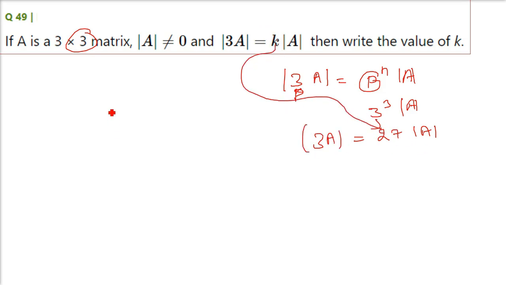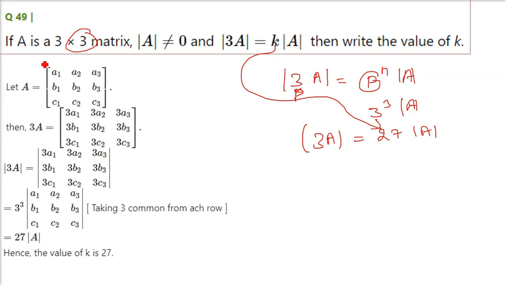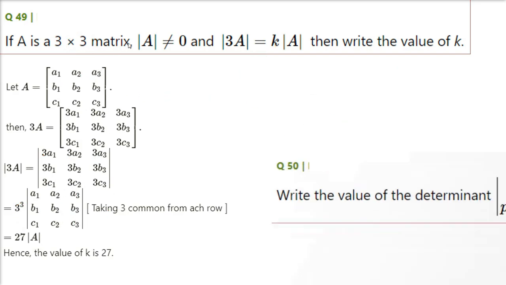Okay, so you can do it like this also. A, you can write it as a proper matrix with certain entries, and then you can do this because when you have 3A, 3 will be multiplied to every element. When you take it out, it will be 3 by 3, 3 raised to 3, and 27 times determinant of A will be there. So k is 27 here.